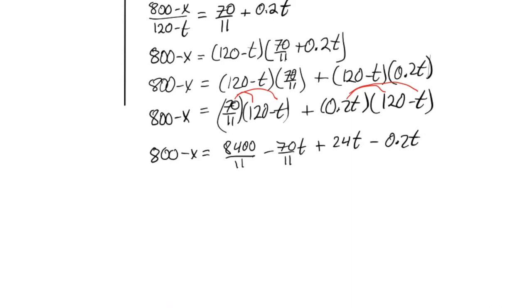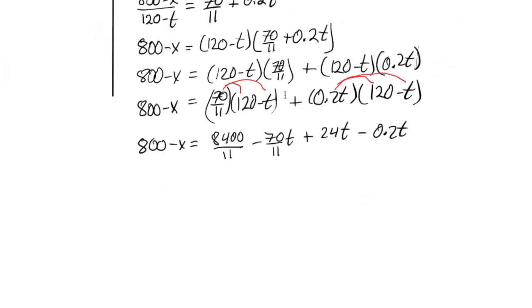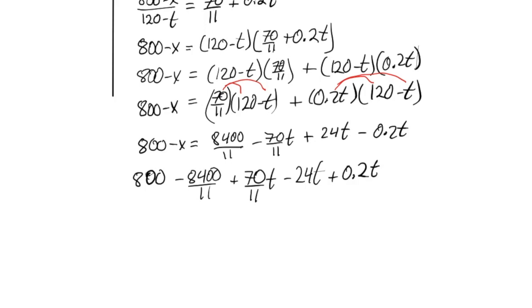So we're going to hold up on something here because usually you collect like terms, but we're not going to do that in this case because in this equation up here, we have this. So what we're going to do is isolate for x. That means we're going to bring this x to the right-hand side to make it positive, and that means we have to bring all of this to the left-hand side, which is going to make everything its opposite sign. So now we have 800 minus 8400 over 11 plus 70 over 11t minus 24t plus 0.2 t squared equals x.